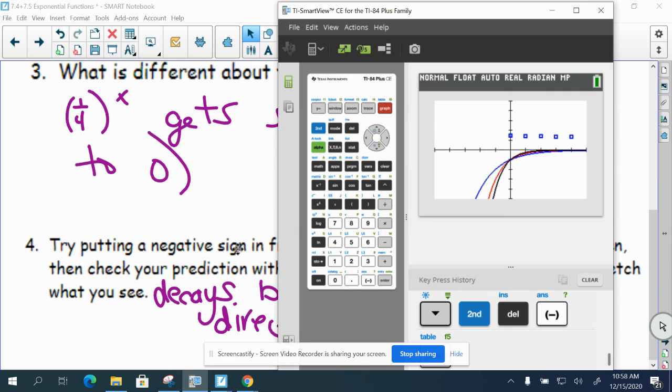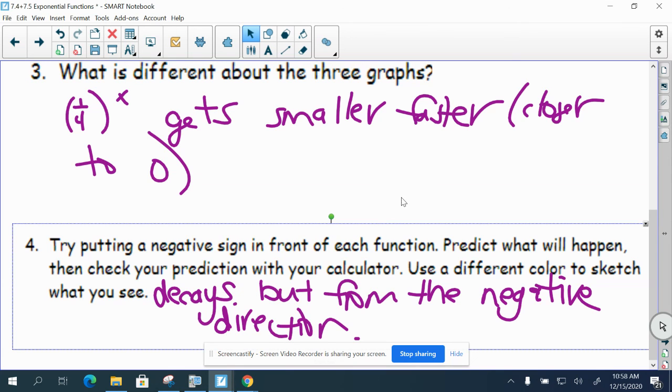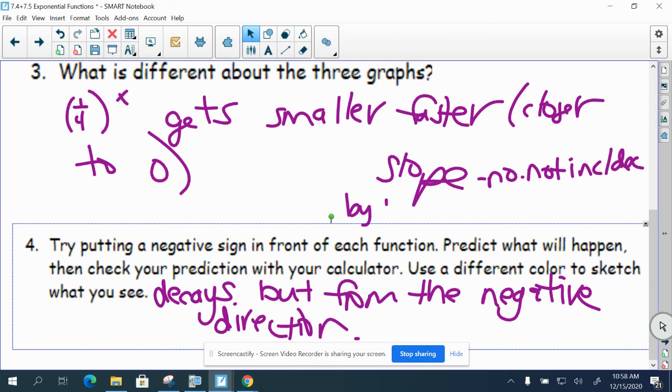I have one more kind of interesting question for you. Do these graphs have a slope? Is there a slope with these graphs? Now, remember, the definition of a slope is a number that the function is constantly increasing or decreasing by. However, with exponential functions, you're not decreasing or increasing by the same amount each time. You're increasing by the same factor. So this would be no, not increasing or decreasing by the same amount, but the same factor.